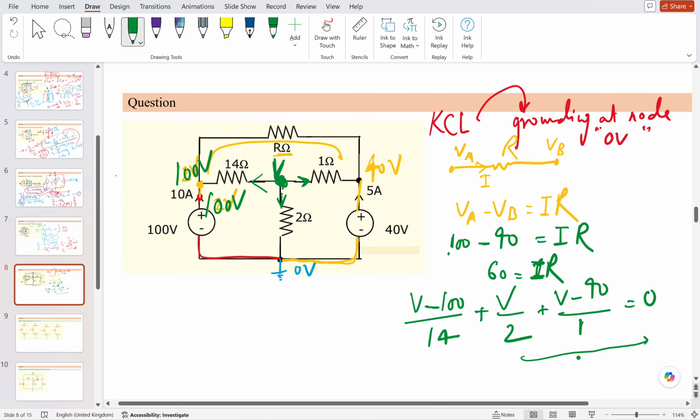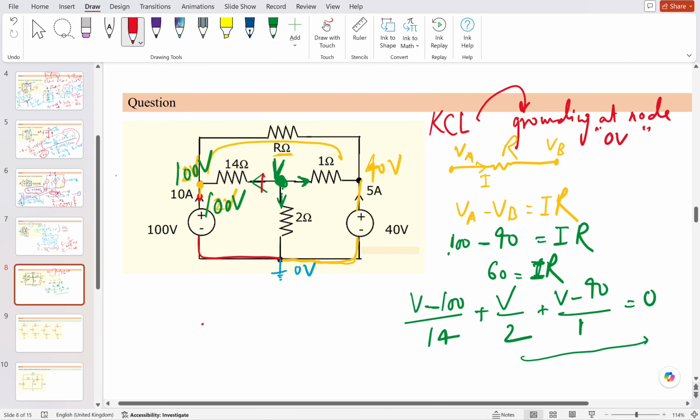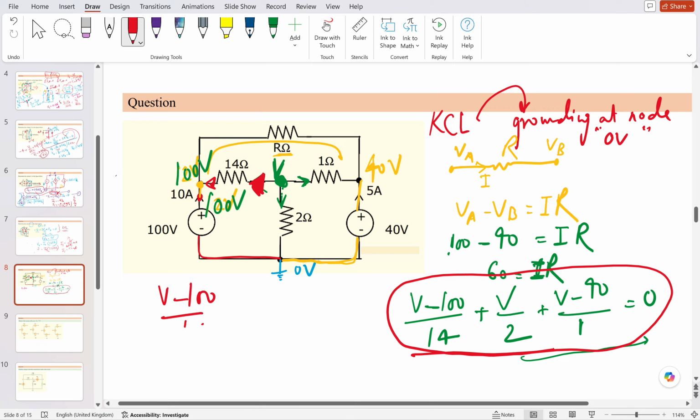Okay, if we get the voltage here, the V, through that we can find out what the current is which is coming here. If you solve, you will get the value of the voltage. After that you can see what the current is coming here, because it's just (V minus 100) by 14 volt. Okay, so the node will be like this.